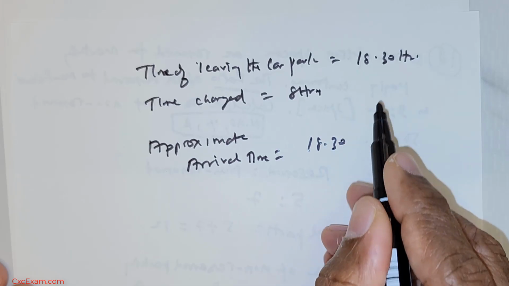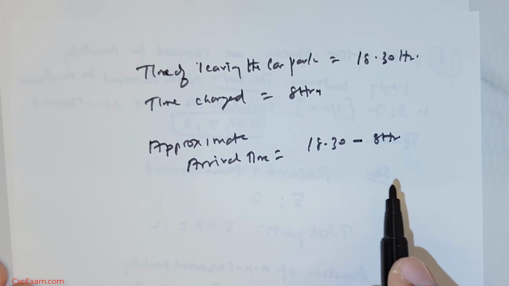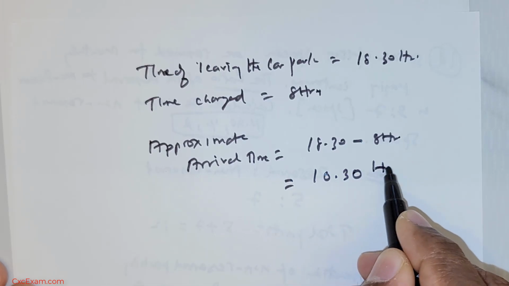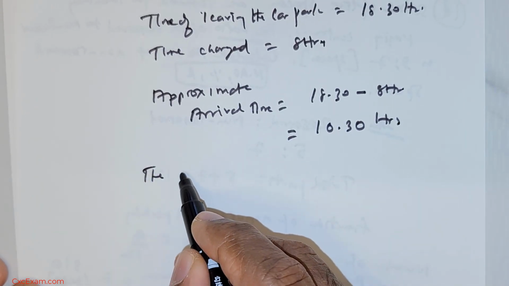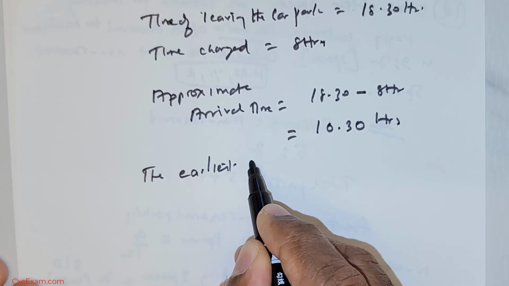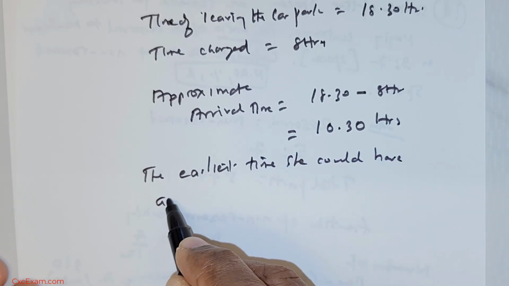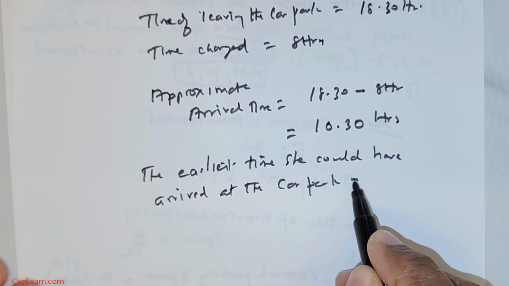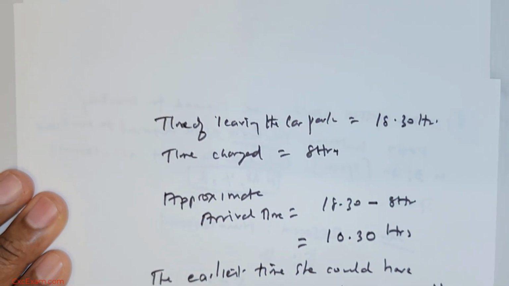Approximate arrival time. So from 18:30 hours, you take away 8 hours, and that would give you 10:30 hours. So you have to write it like this. You don't know the exact time, it's only an approximation, but you can state it like this: the earliest time she could have arrived at the car park is 10:30 hours. So that is the conclusion for this question.